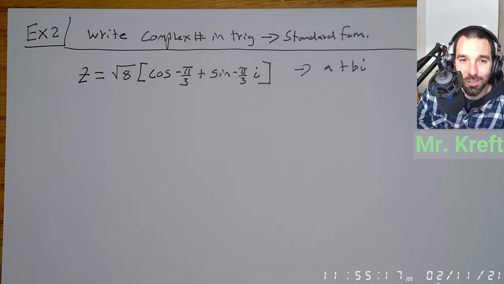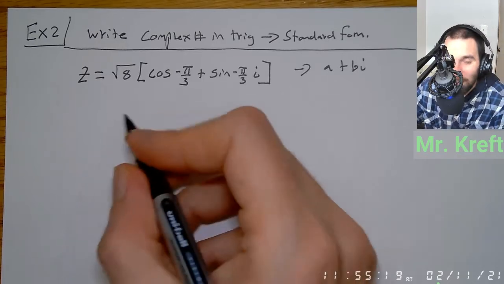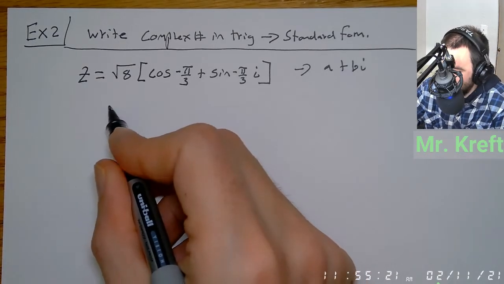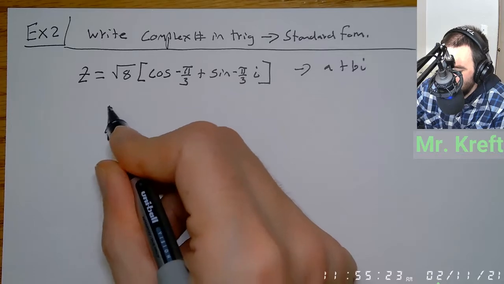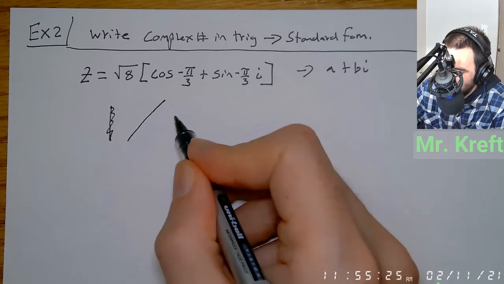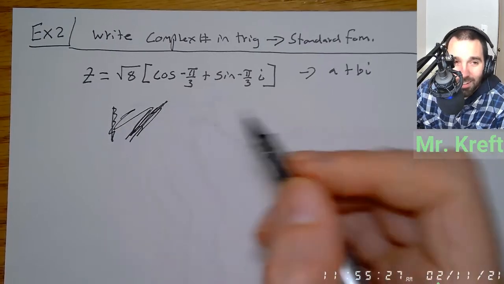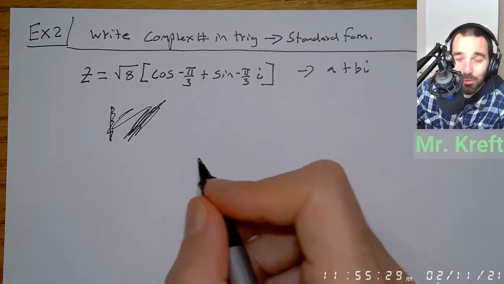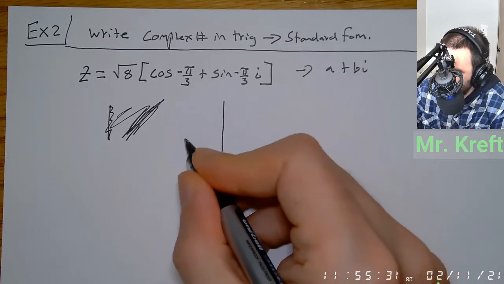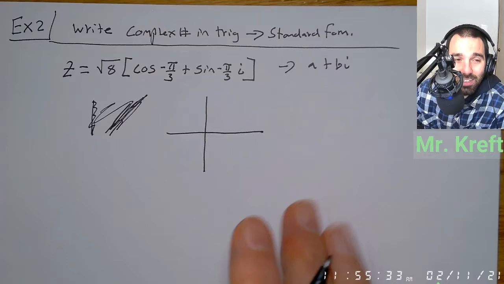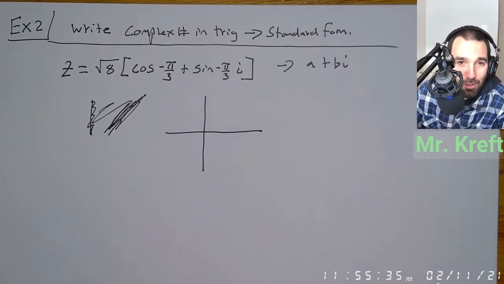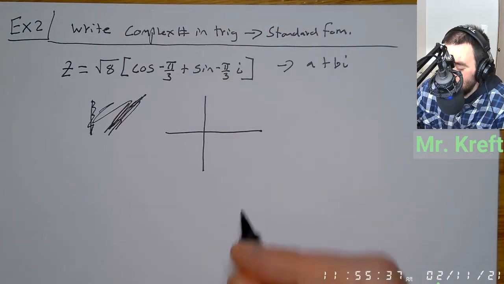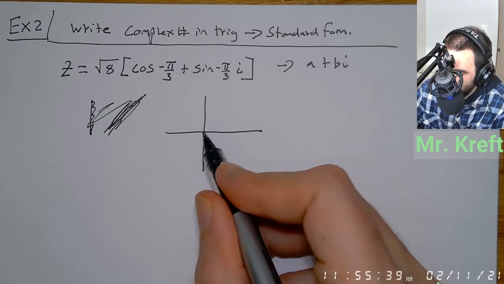Okay, it's actually easier. You guys ready? Just make a triangle. The angle tells me what quadrant I'm in. So negative pi over 3 is going to be down here, right?